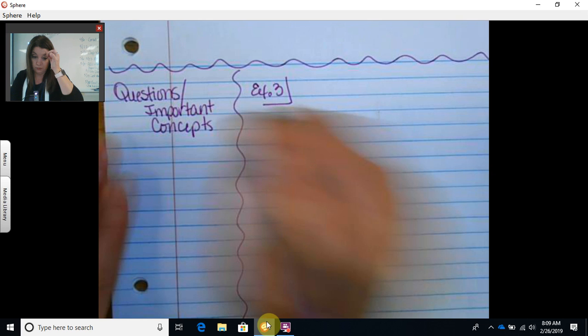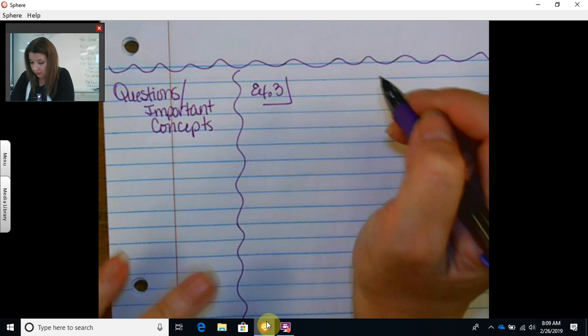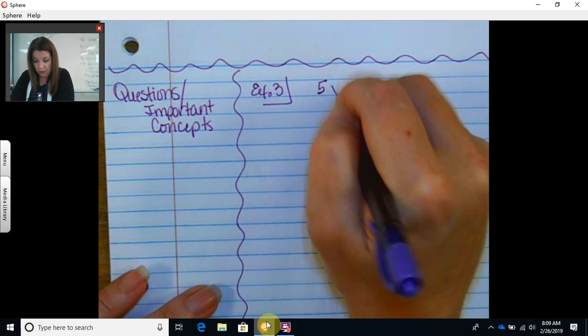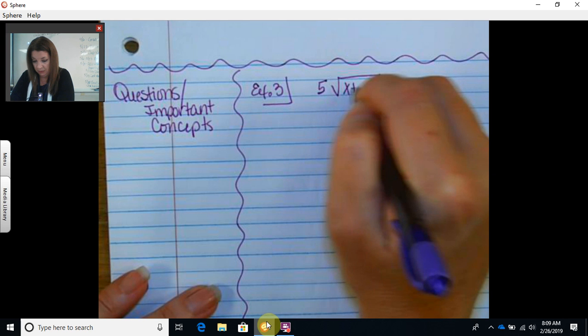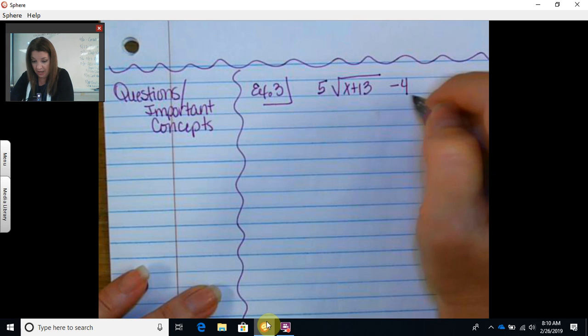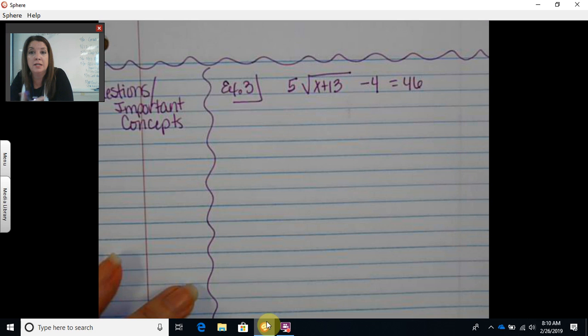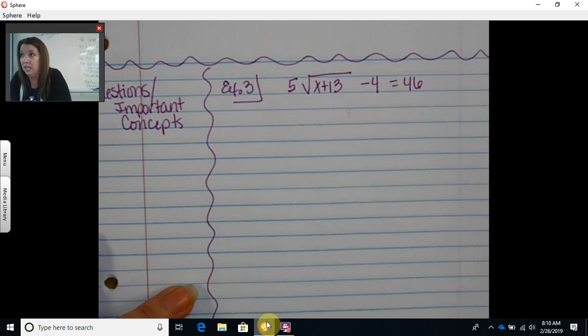All right, we have 5 times the square root of x plus 13. And then you have a minus 4 that is not under the radical equals 46. A lot of times with these you make mistakes, I make mistakes, just by your handwriting, making your radical sign look too long and thinking something is under the radical that's not actually under the radical. So I try to make it obvious when something is not under the radical, because that's going to change the problem.